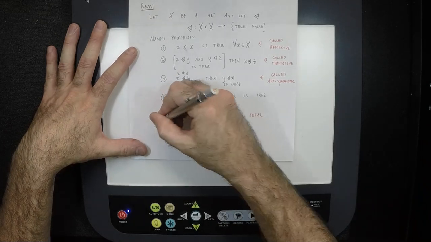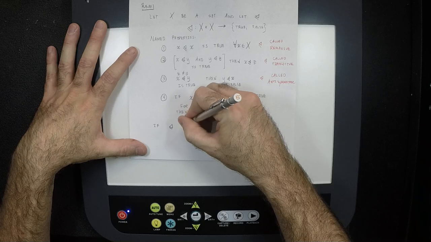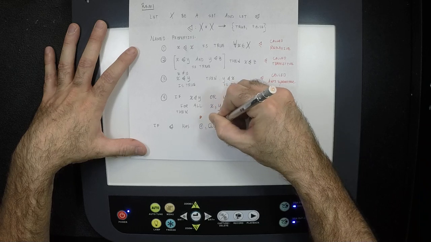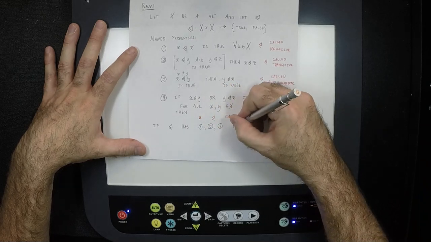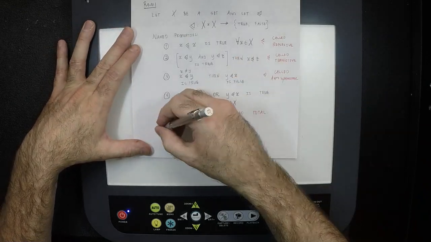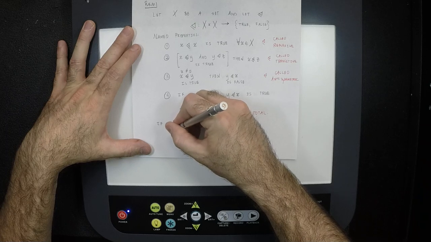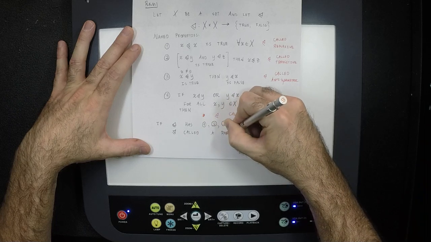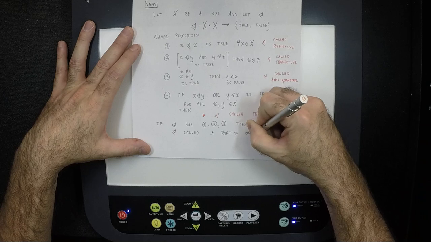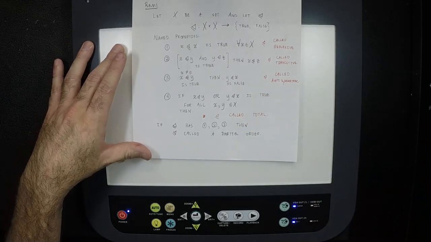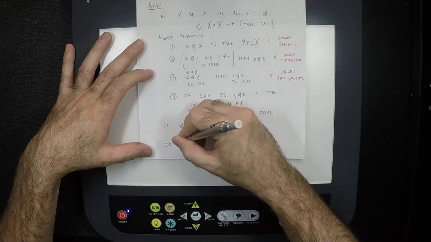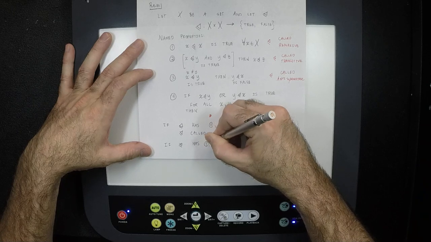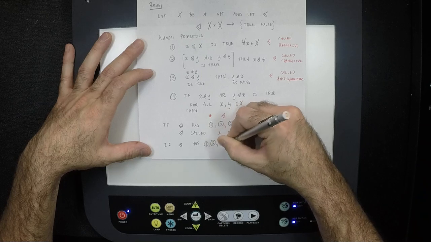And now if fancy less or equal has properties 1, 2, and 3, then it is called a partial order. A partial order. Okay, but if fancy less or equal has all of the properties, then what's it called? A total order.